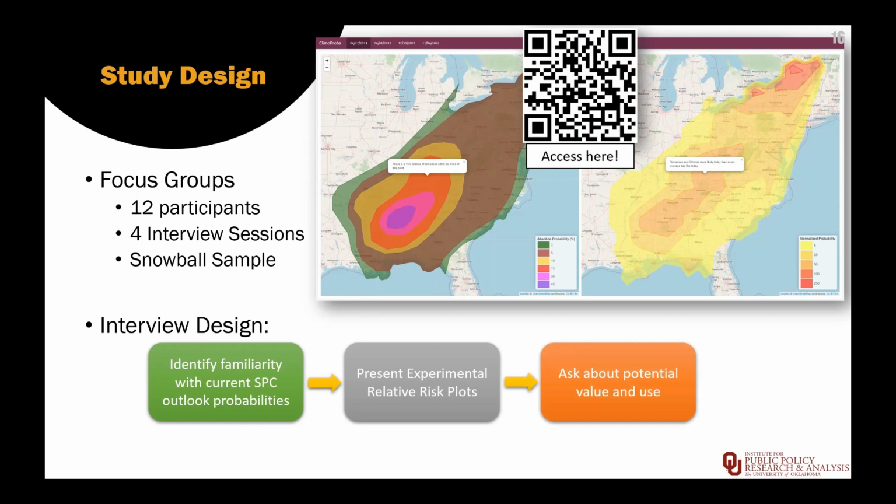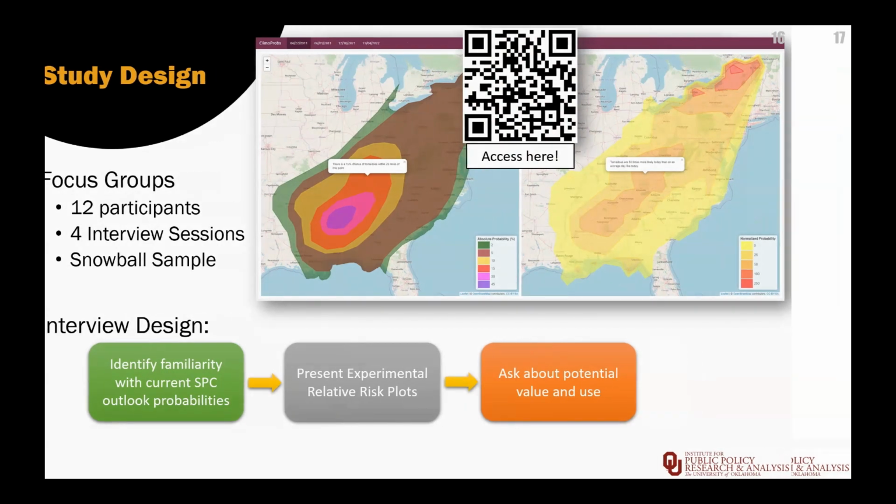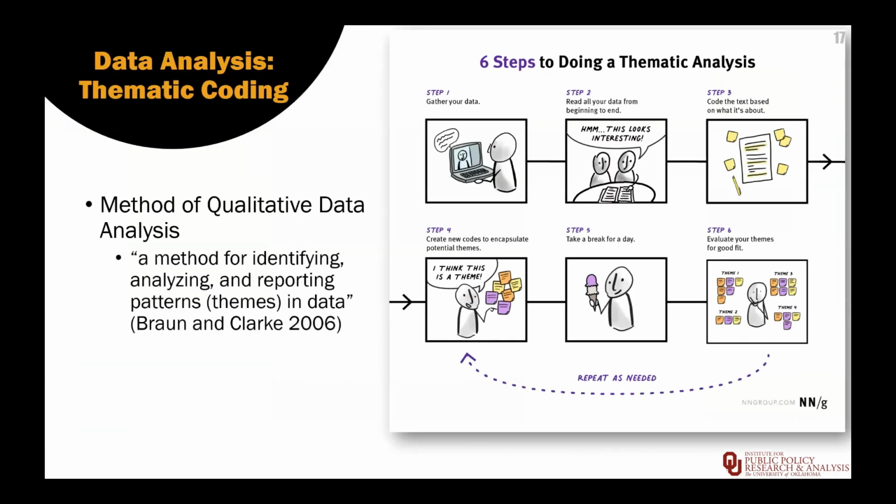In any case, after showing the broadcasters these experimental plots, we asked them about what potential value and uses they saw for these relative risk plots. And we sort of pushed them a little to try and imagine a situation that even if they didn't feel like they wanted to present it, when would they be most likely to present it? Just so we could get a better idea of what conditions might be most useful to present relative risks. So to analyze this data, because we have qualitative data here instead of quantitative, we use something called thematic coding, which is a method for identifying, analyzing, and reporting patterns or themes in a data set.